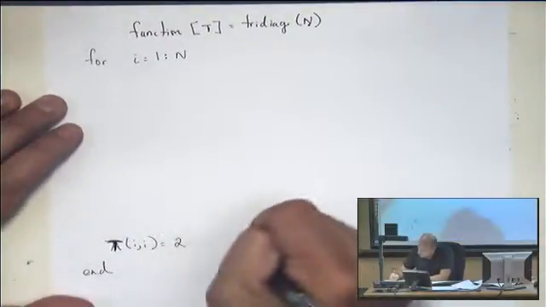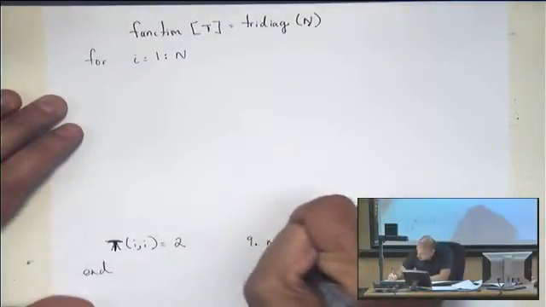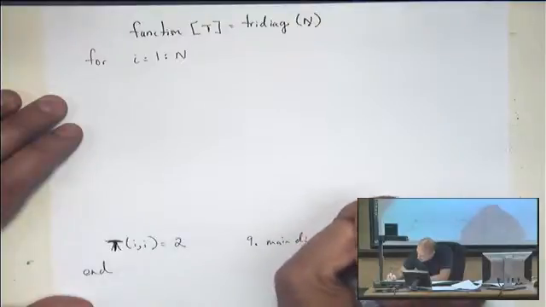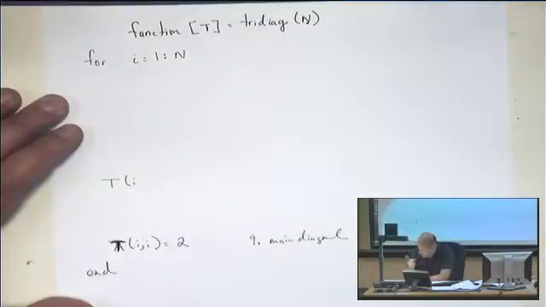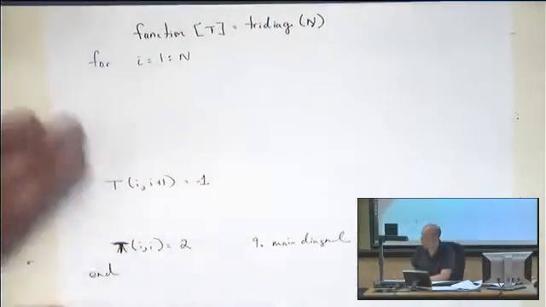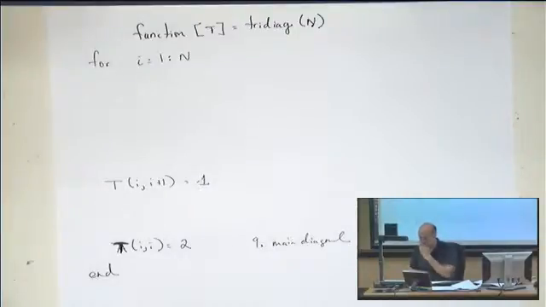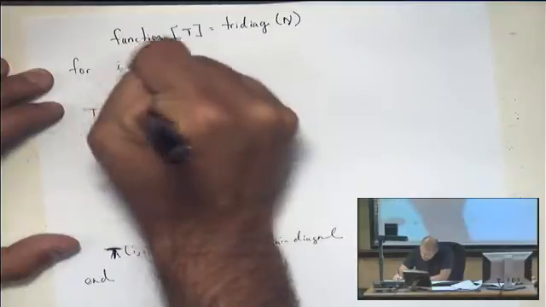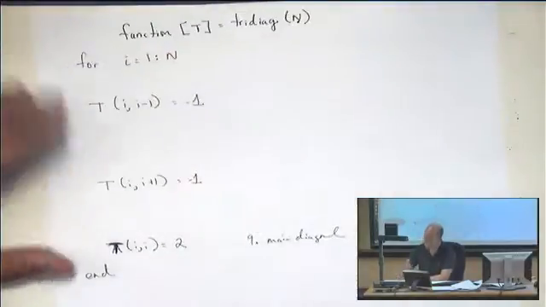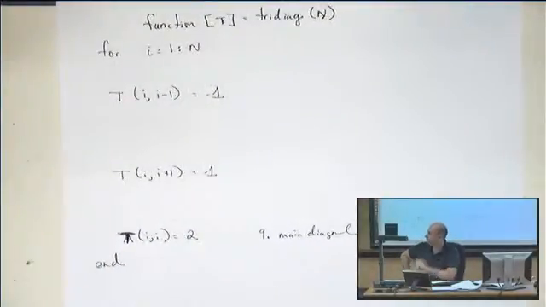So this is the main diagonal. This is the T of I, I plus 1. And you should have known one other thing. If you do the left diagonal, it's just T of I, I minus 1 is equal to -1. Right? And that's almost the whole code.